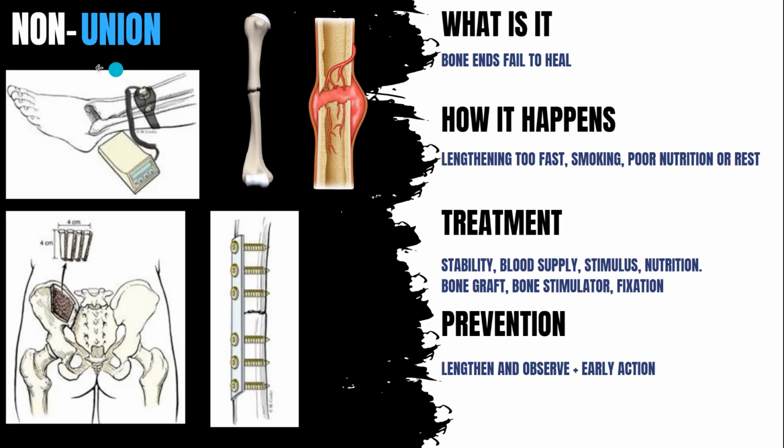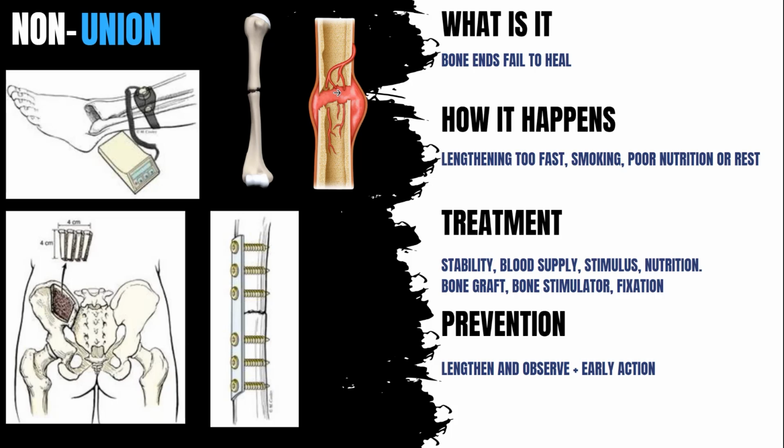All right, next up is a non-union, and that is basically when the bone ends fail to heal together. They're no longer talking. This could take a really, really long time for the bone to heal, or it might just not heal at all. And how does it happen? If you're lengthening too fast for the bone ends to actually unite, or if you're a heavy smoker, that can affect your body's ability to heal, or if you have poor nutrition or you're not resting enough, all of these are factors that could lead to you developing a non-union.